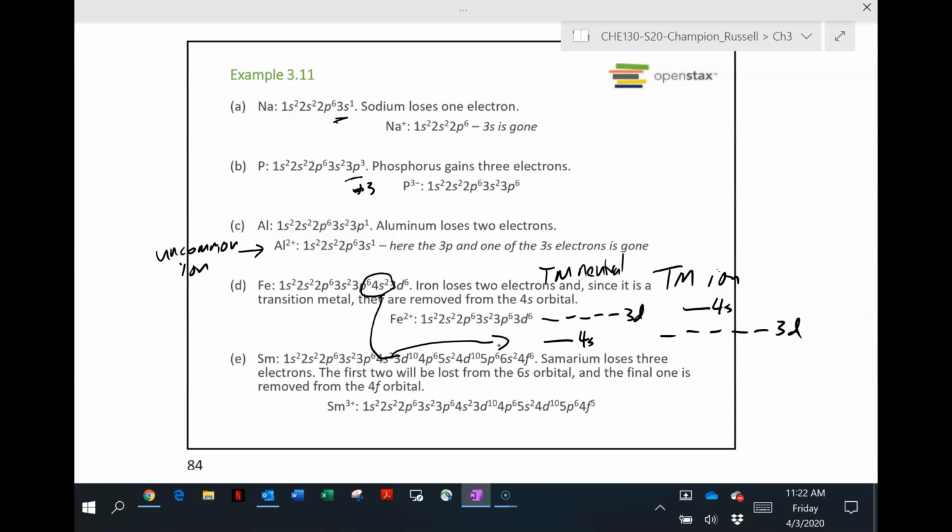Samarium, again, this is down in the lanthanides and actinides blocks. Samarium plus 3 is going to lose 3 electrons, and it loses the 6s and one of the 4s. But again, these guys are probably not what we're going to be doing in Chem 130. Those are a little too complicated to deal with right now. Let's stick with the simple ones.